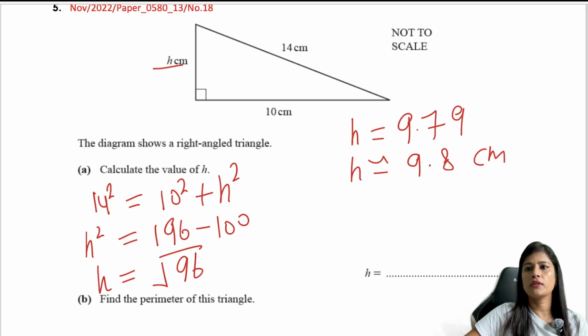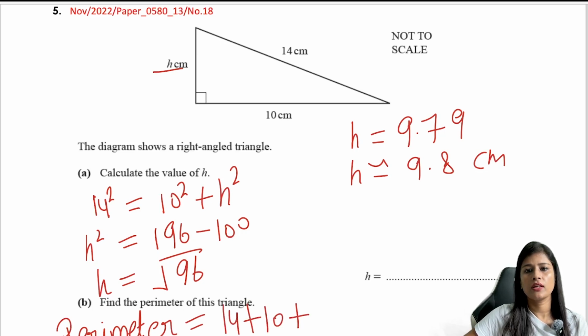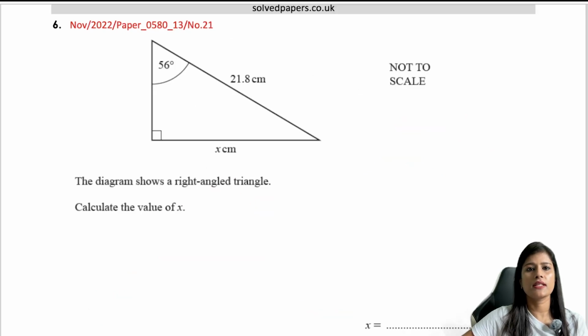Now find the perimeter of the triangle. Perimeter is the sum of all three sides. So the perimeter will be 14 plus 10 plus h, 9.8. If I add up all three values, 33.8 centimeters. Question number 6: the diagram shows a right angle triangle.